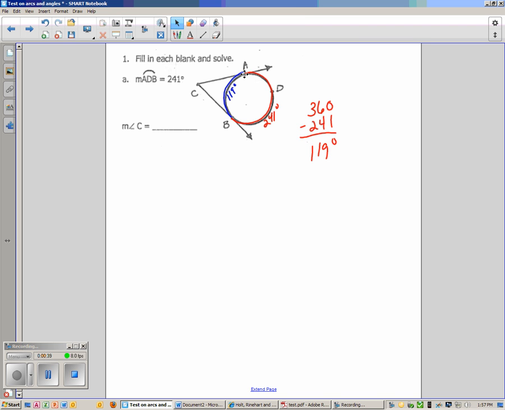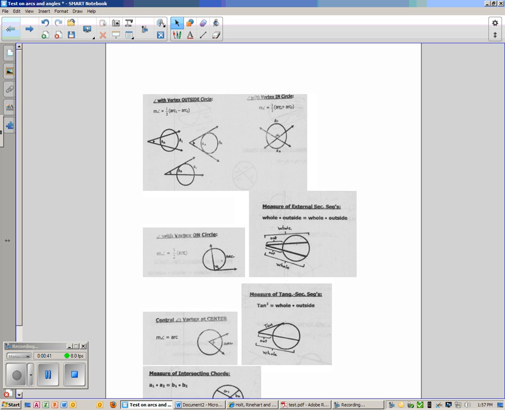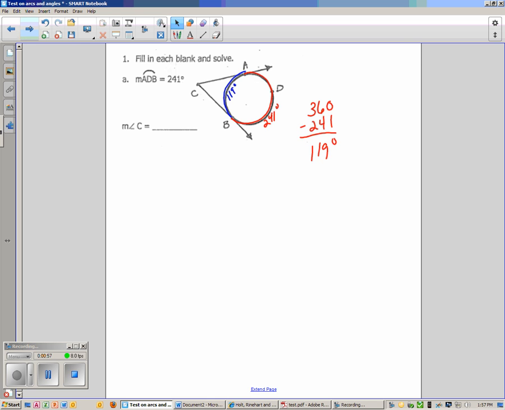All right, I want to go ahead and take a look at my equations that I want to use. So if I look at my equations, I can see the problem matches this particular one right here. So that tells me that I'm going to use this particular equation right here, which is the measure of the angle is equal to 1/2 arc 1 minus arc 2. So I'm going to go over here, and since I'm looking for angle C, that's going to equal 1/2 the measure of 241 degrees minus 119 degrees.